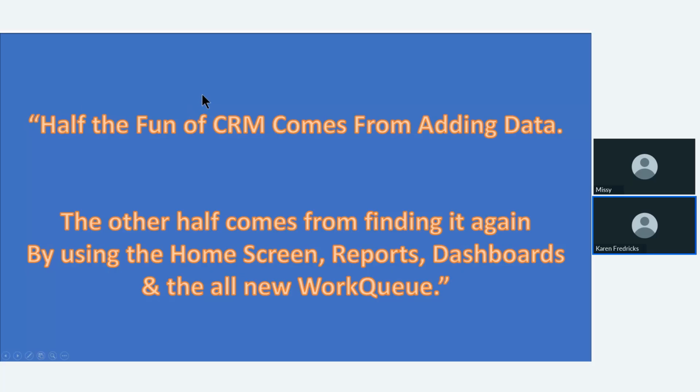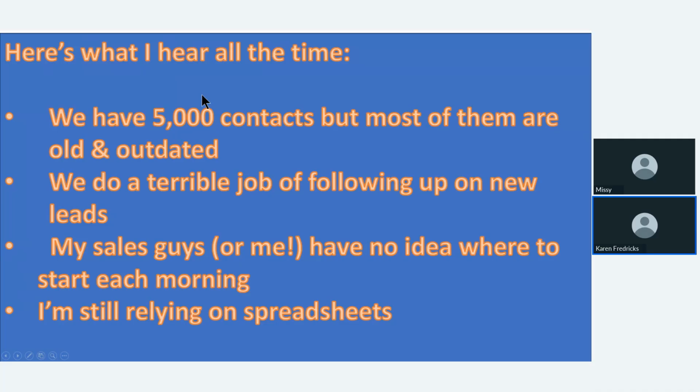This is what I hear all the time. We have 5,000 contacts, but most of them are old and outdated. We do a terrible job of following up on new leads. My sales guy, or me, has no idea where to start every morning, and I'm still relying on spreadsheets. If you're doing any of these things, you are using your CRM incorrectly. CRM is meant to save you time. If you're still doing manual processes, if you're not able to put your finger right on things first thing in the morning, you're doing something wrong.